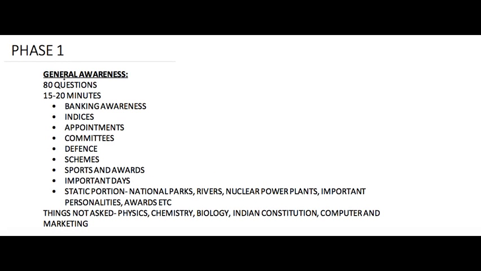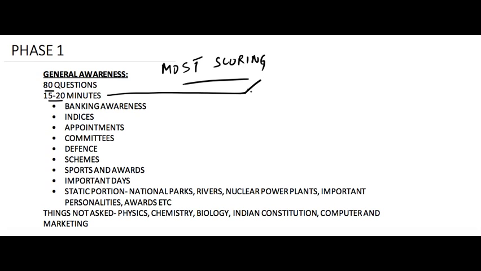The next section that we have is general awareness. This is the most scoring section of phase 1. There are a total of 80 questions and 15 to 20 minutes are given out in this section. What normally people do, and what I recommend, is to divide these 15 to 20 minutes into 2 parts, to give about 10 minutes in the first part and cover about 40 to 50 questions of general awareness.